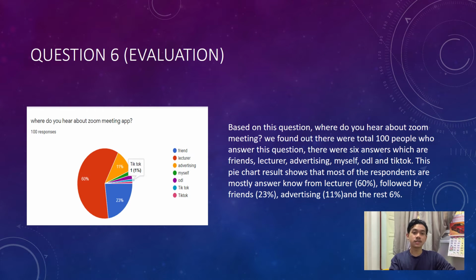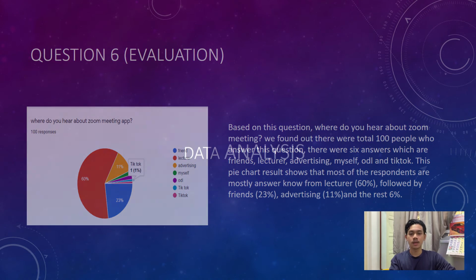And then question number 6 is, where did you hear about Zoom meeting? Based on this pie chart, the results show that most of the respondents answered they know from the lecturer, which is 60%, representing 60 people, followed by friends, advertising, and the rest is 6%.